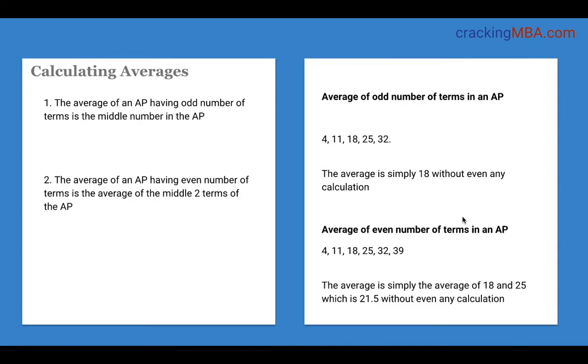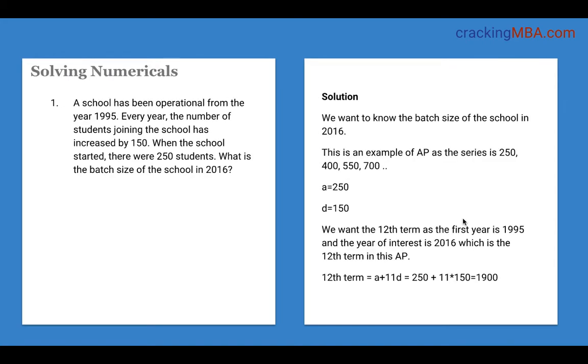So if you have a series and you know that it is in an arithmetic progression, you just have to identify whether it is an odd number of terms or an even number of terms. If it is an odd number of terms, take the middle term. If it is an even number of terms, calculate the average of the middle two terms. Okay, now let us solve some numericals so that you can apply the concepts we have learned so far.